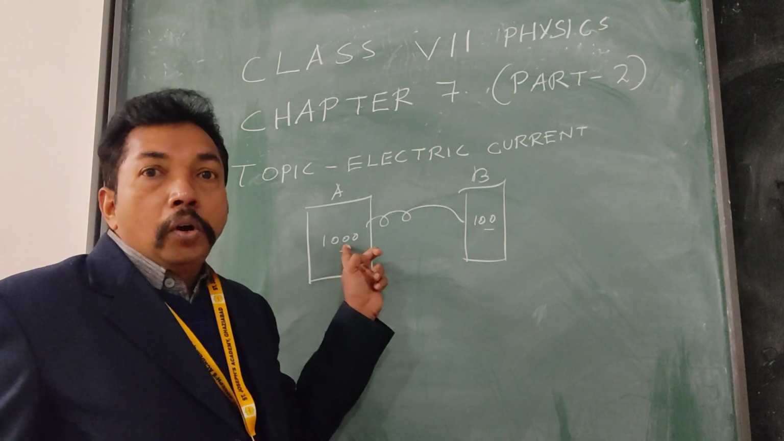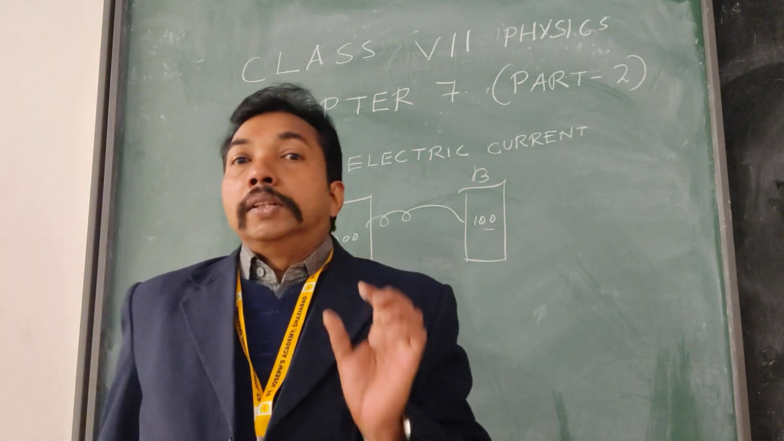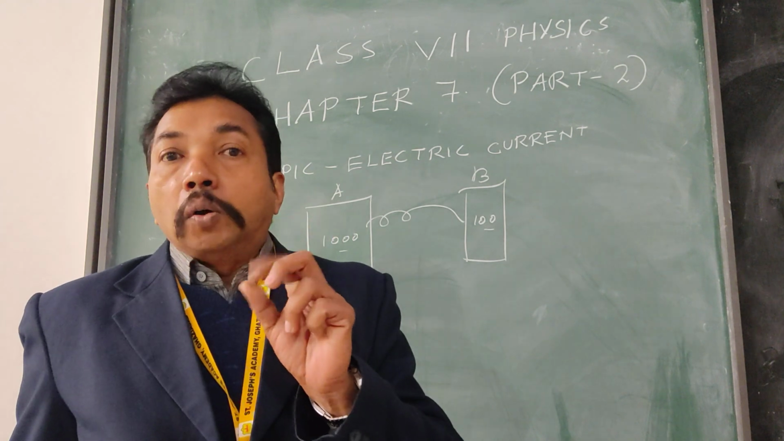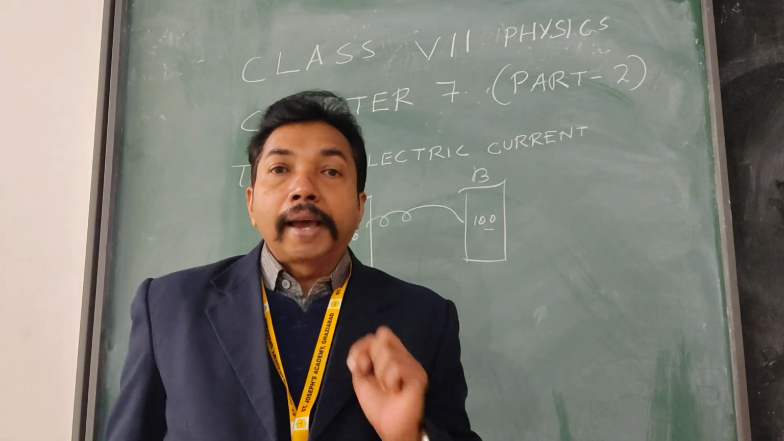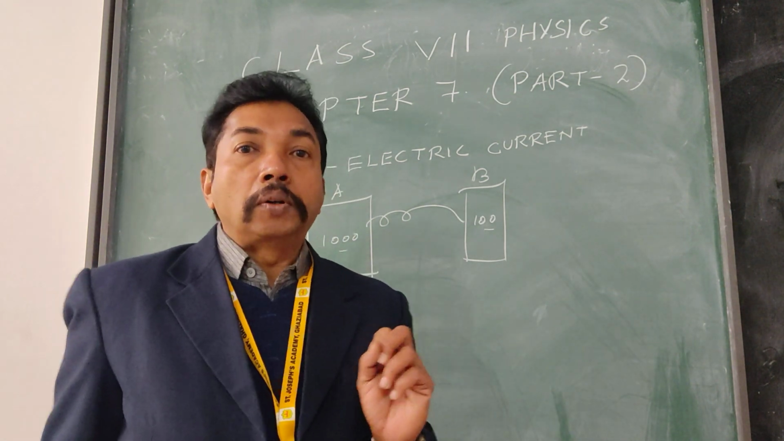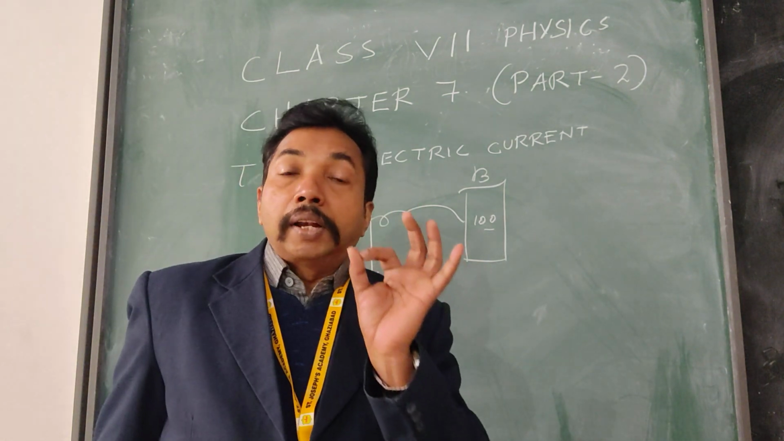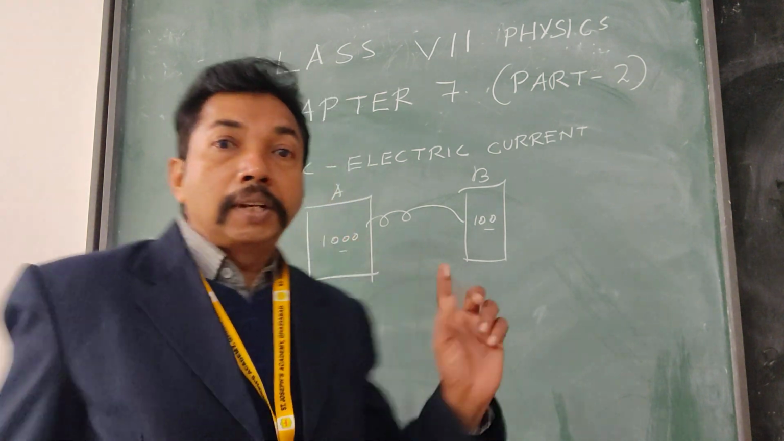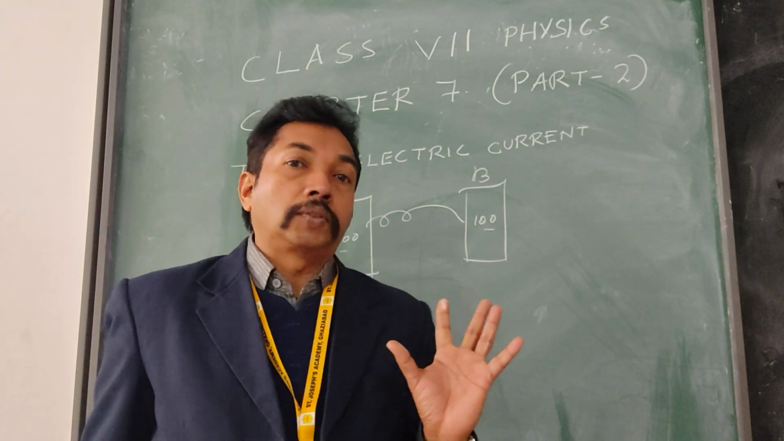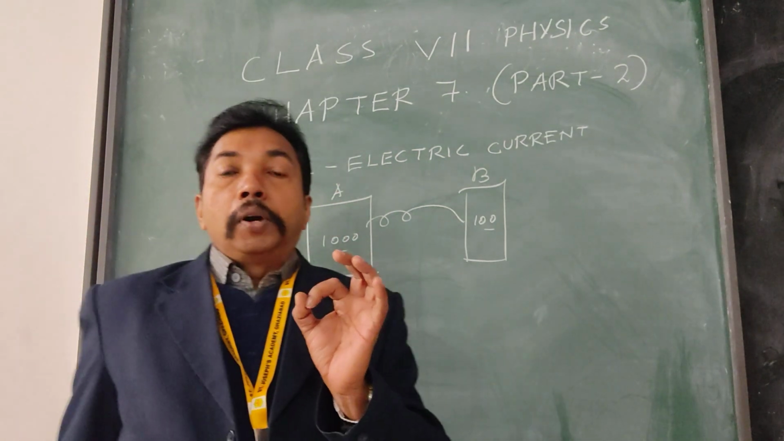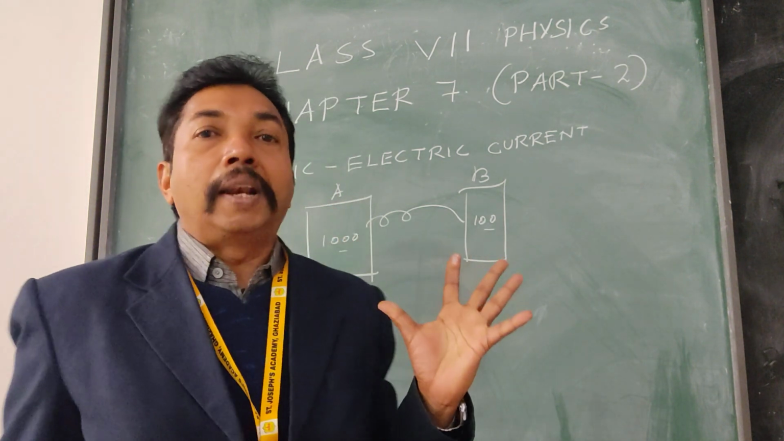So here the body A has 1000 electrons. It means that the body A has 1000 electrons more than the number of protons. If A has 8000 protons, then A has 9000 electrons. The number of electrons present in A is 1000 more than the number of protons. So, if a body has negative charge, it means that body has excess of electrons.